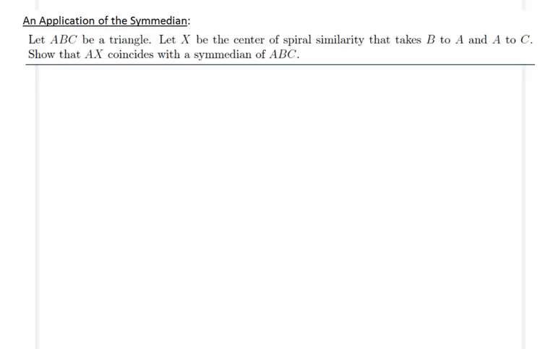Hello everyone. In this lecture we will be solving another application of the Symmedian line. Here's a view of this problem. We are given a triangle ABC, sorry for the color choice, and let X be the center of spiral similarity that will take B to A and A to C. Show that AX, where X is that center of spiral similarity, coincides with the Symmedian of triangle ABC.